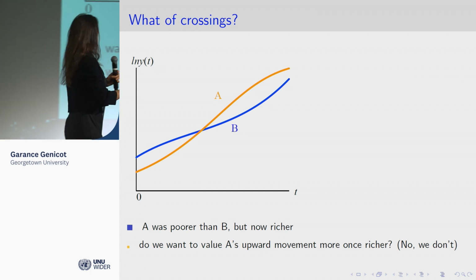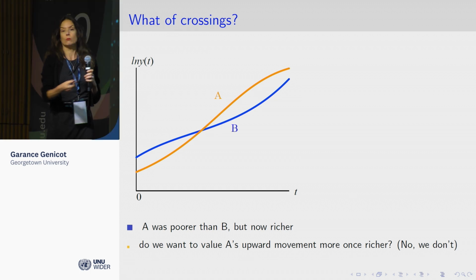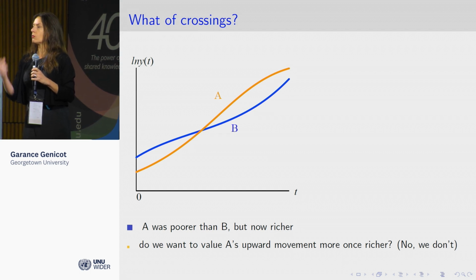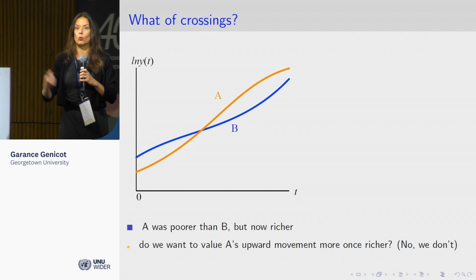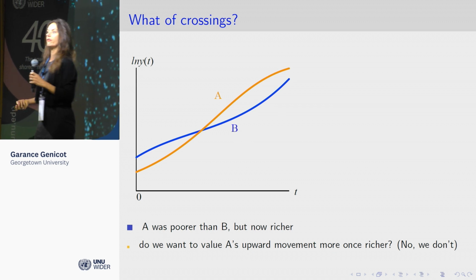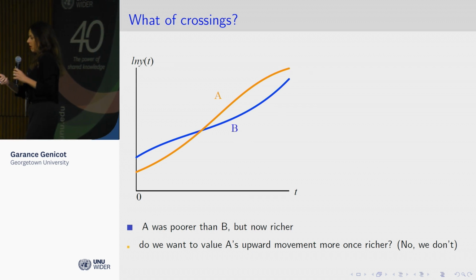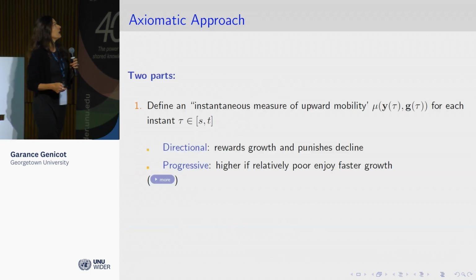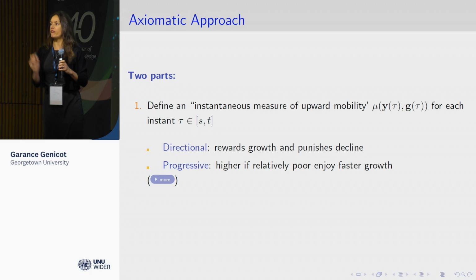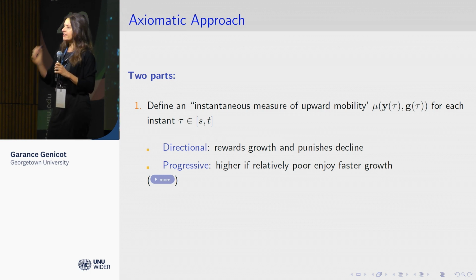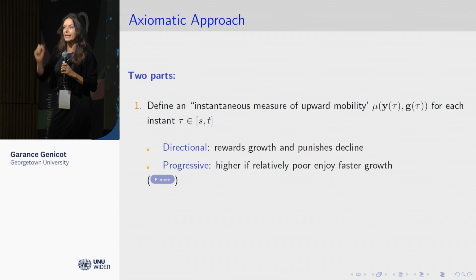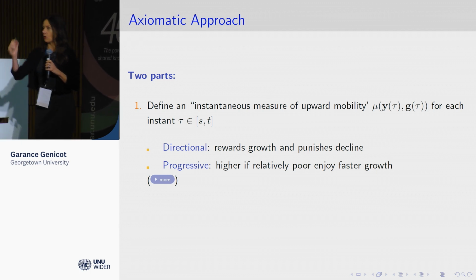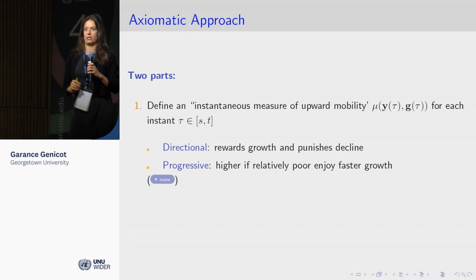Do you want to keep on putting more weight on his growth, despite the fact that at some point he got richer? So what we said is no. What we wanted is those weights to be evolving with the position of the individual in the distribution. So what we did is to say, okay, let me first define a measure of instantaneous upward mobility. Why the instant? It's because in the instant, crossing cannot happen.